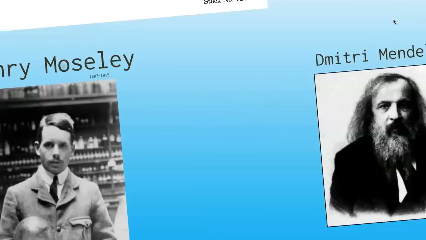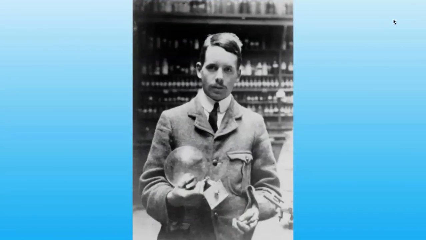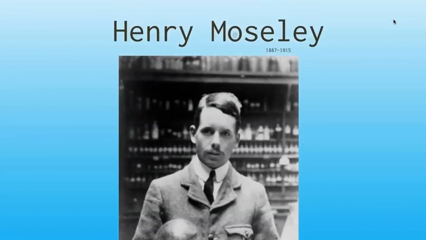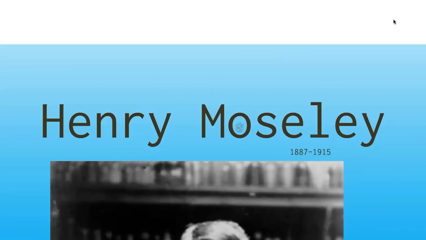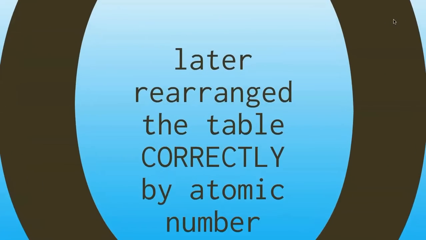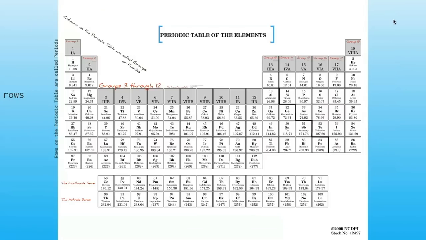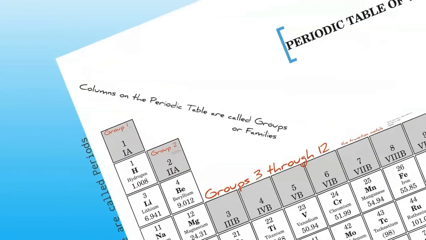Which, of course, we all know is not how the periodic table is arranged today, because this guy, Henry Moseley, came along just a little bit later. And he died kind of young. Oh, poor guy. And he arranged the periodic table correctly by atomic number. Yay. Okay, so here's the periodic table.